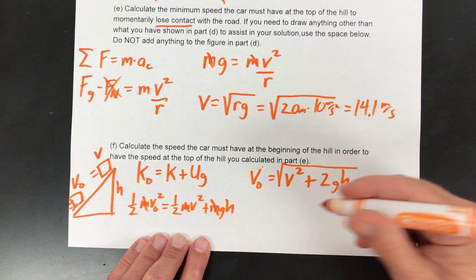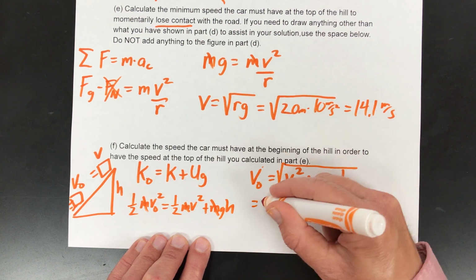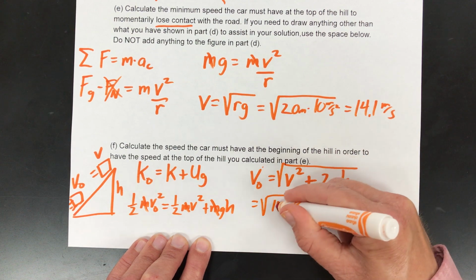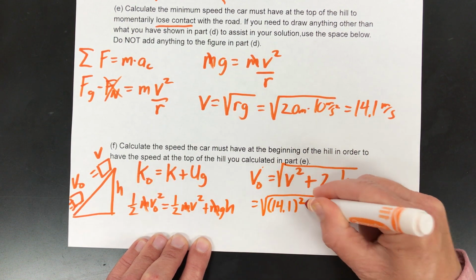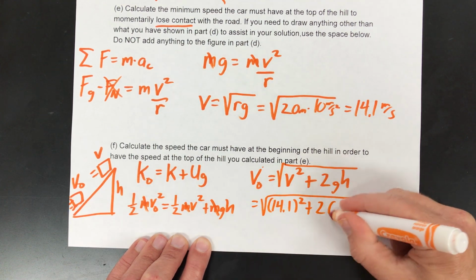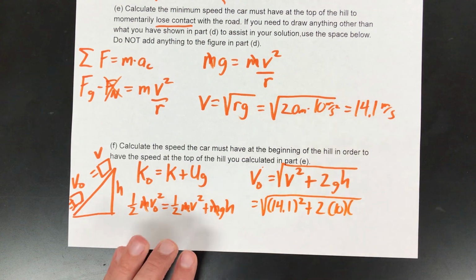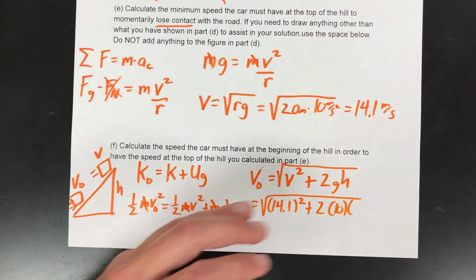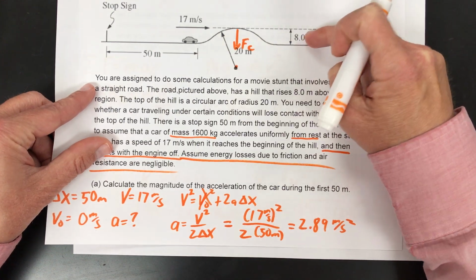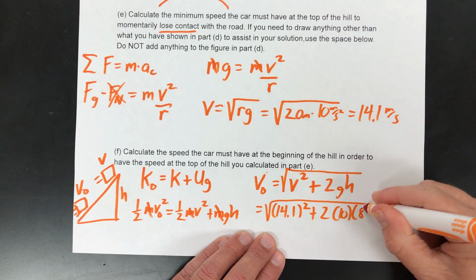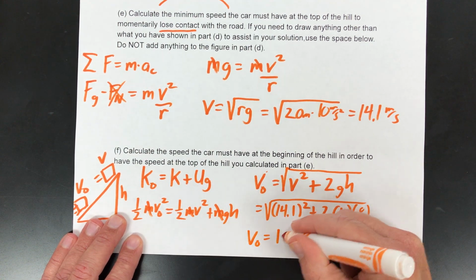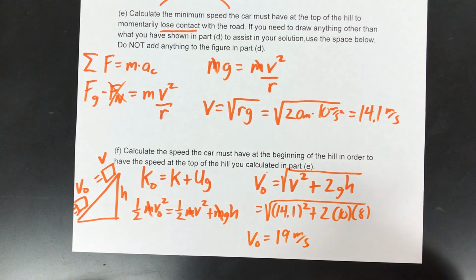So now what we got to do is plug in and solve here. So our final velocity on top of the hill has to be at least this, 14.1, and don't forget to square it. And then we're going to add to that 2 times gravity times our height. Now be careful here again. What is the height? Don't get the height and the radius confused. Our height is right here. It's this 8 meters. So that's what we plug in for the height. Then just simply do your algebra there, and your initial velocity should be roughly 19 meters per second.